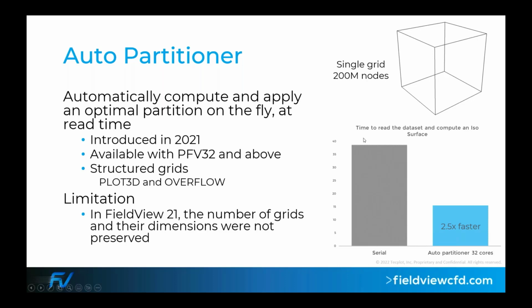So in a case like we are showing over here, a single grid with 200 million nodes, before FieldView 21, you could not read that in parallel because it was a single grid. And with the auto partitioner, you get a speed up of reading it in parallel. The same applies to datasets that are not well balanced, where some of the grids group most of the nodes. The auto partitioner lets you split that on the fly during the read.